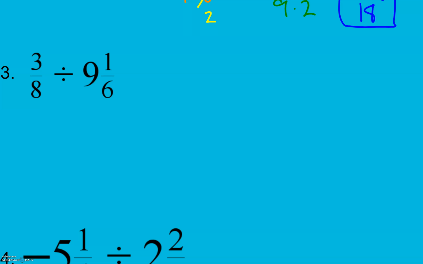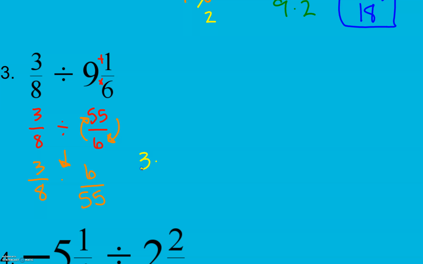In 3, I have 3/8 divided by 9 and 1/6. So the first thing I'm going to do is rewrite this as an improper fraction. 6 times 9 plus 1 is 55 over 6. Now, I'm going to go ahead and divide. And remember, when we divide fractions, we flip the second one and change it to multiplication. So I'm actually going to be multiplying by 6 over 55.